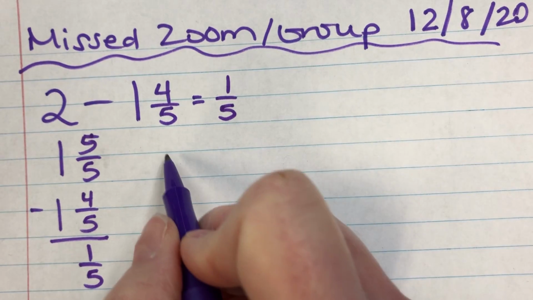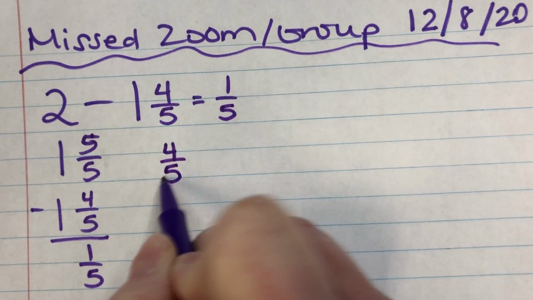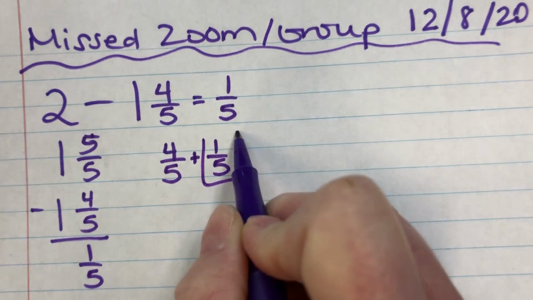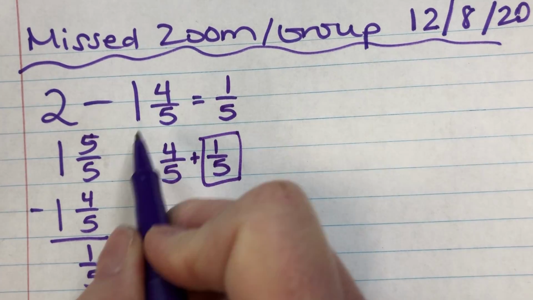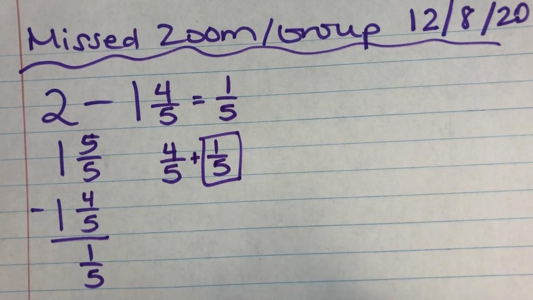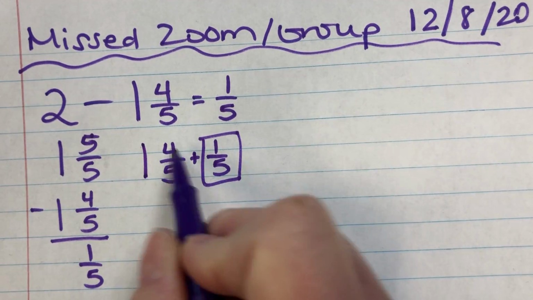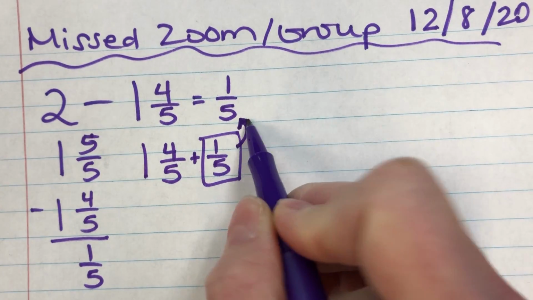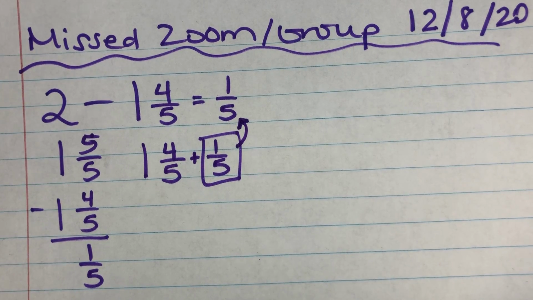We did have some individuals that said, well, I counted up. I looked at 4/5 and I knew that 4/5 plus 1/5 gives me 1 whole. And if I put that with the 1 whole that's already there, I would get 2. So if you take 1 and 4/5 and add 1/5 to it, you'd get 2. So that's how they got the answer of 1/5.